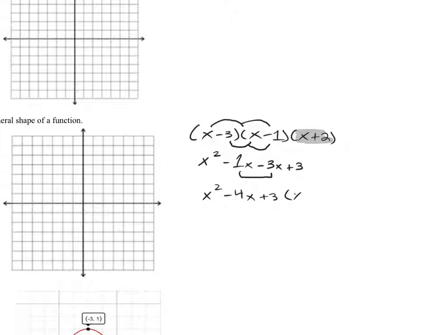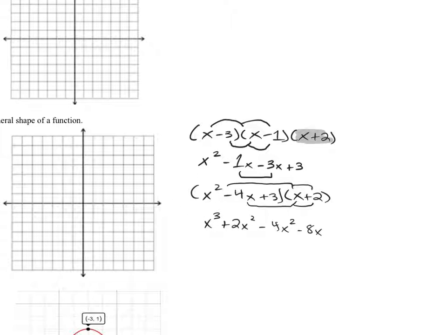Then we would bring down the x plus 2, and now we would have to multiply. First thing we're going to multiply is x squared times x and x squared times positive 2. So that would become x cubed. X squared times positive 2 is 2x squared. Then negative 4x times x and negative 4x times 2. So that would become negative 4x squared, and negative 4x times positive 2 would end up becoming negative 8x.